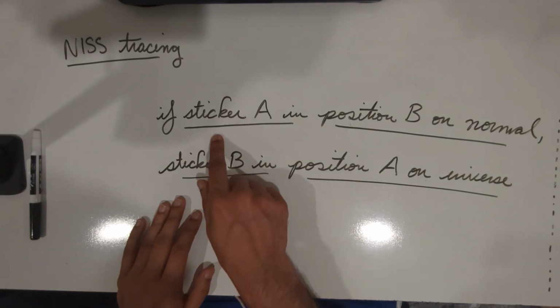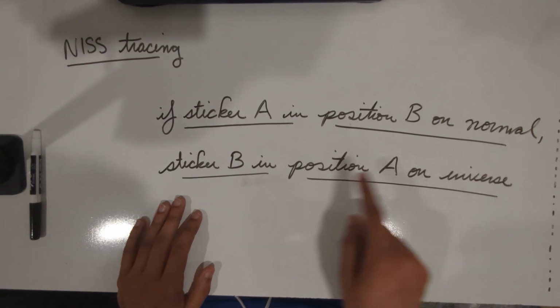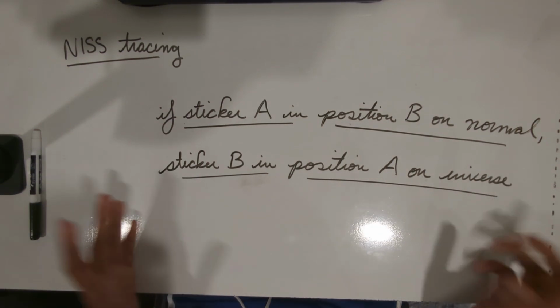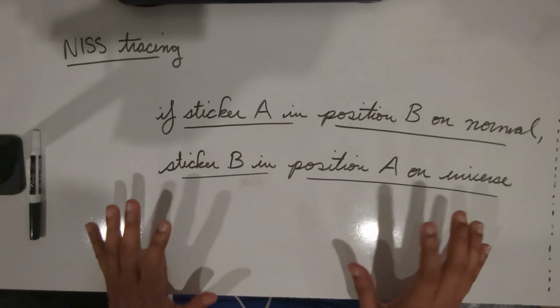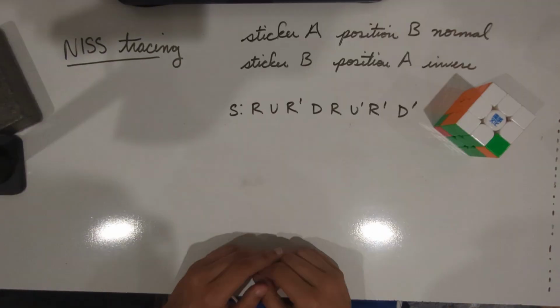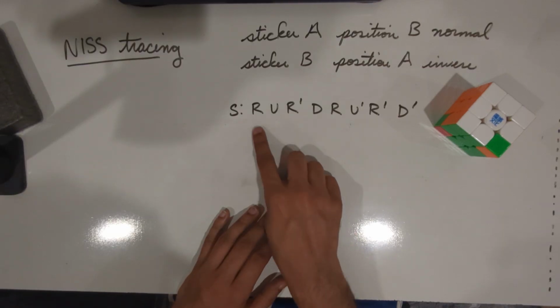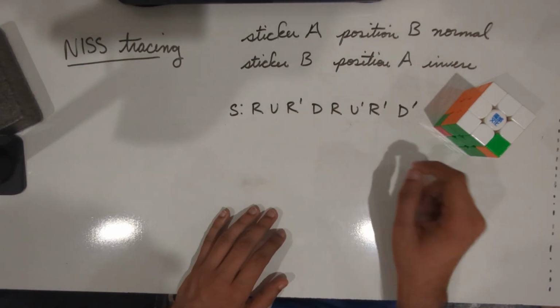If sticker A is in position B on the normal, then sticker B in position A will be on the inverse. But what does this actually mean? Let's take a look at some basic examples. For the first example, let's take a look at a very, very simple scramble, the one that I have here.